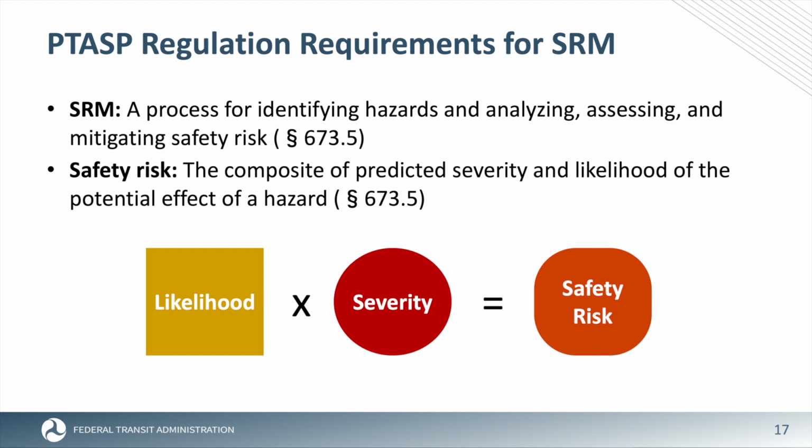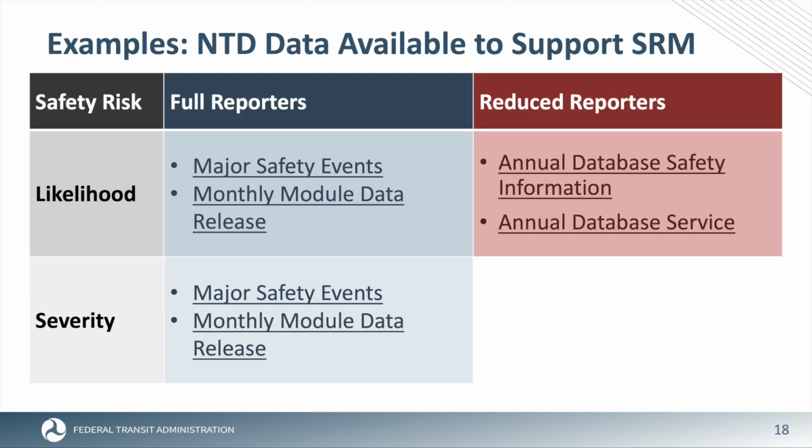identify any potential consequences of that hazard, and then looking at that potential consequence, determine the severity, how bad it could be, and the likelihood, how often it could occur. And by combining those two things, likelihood and severity, we get a safety risk rating. So the NTD data products could help offer your agency some valuable information to help support those assessments, both looking at likelihood determinations and severity, just by helping inform that process.